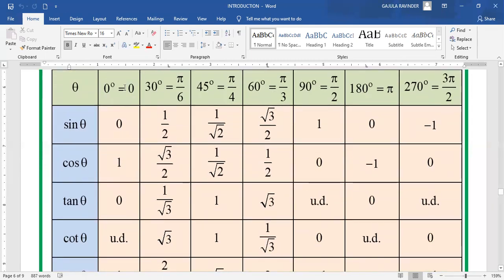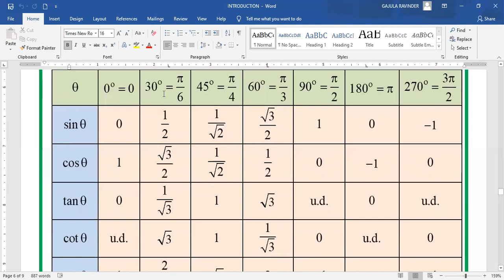And dear friends, from all these 4 diagrams, I have furnished one tabular form for 0 degrees, 30 degrees, 45 degrees, 60 degrees, 90 degrees, 180 degrees, 270 degrees. Of course, in radians also: 0 radians, pi by 6, pi by 4, pi by 3, pi by 2, pi. Why? Because 30 degrees is pi by 6. Why? Because pi is 180 degrees, and 180 by 6 is 30 degrees.